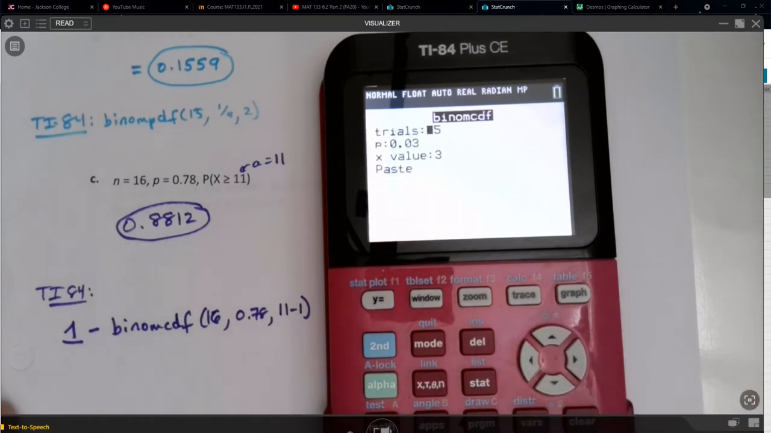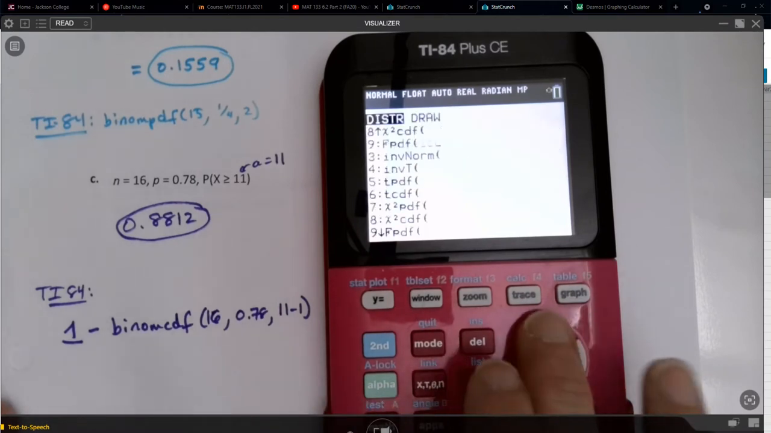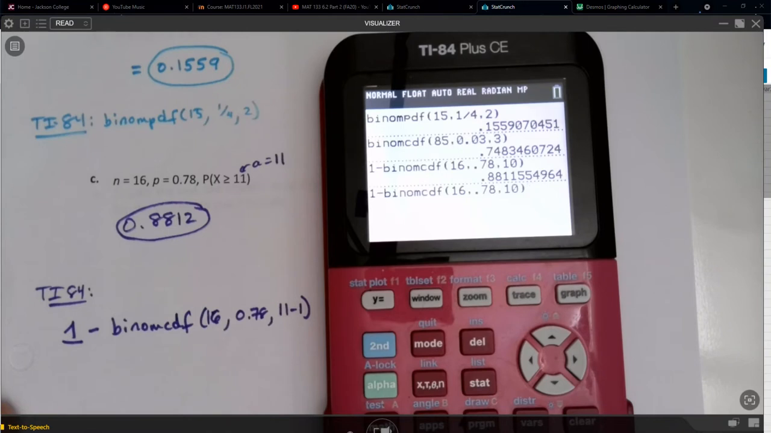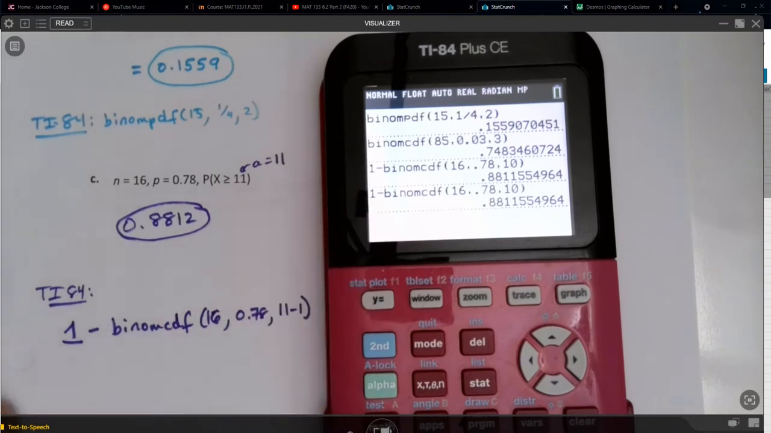So 16, 0.78, 10. You paste it in, right? Did you catch that? So when I go to paste, I'm literally pasting it into that line. There it is. So that's why it says paste there, because you're putting it in the line. You're literally copying and pasting it in. And so when you run it, it will take the 1 minus for you and get you the same answer we got with StatCrunch.